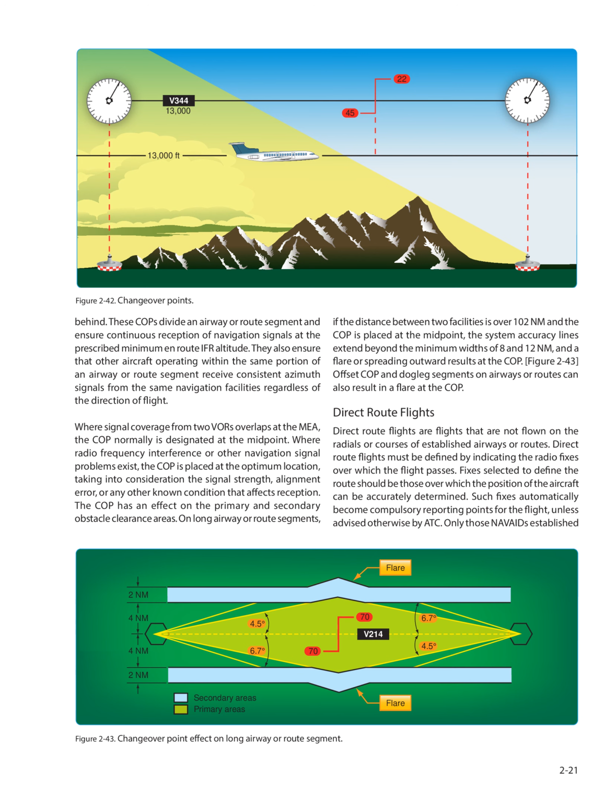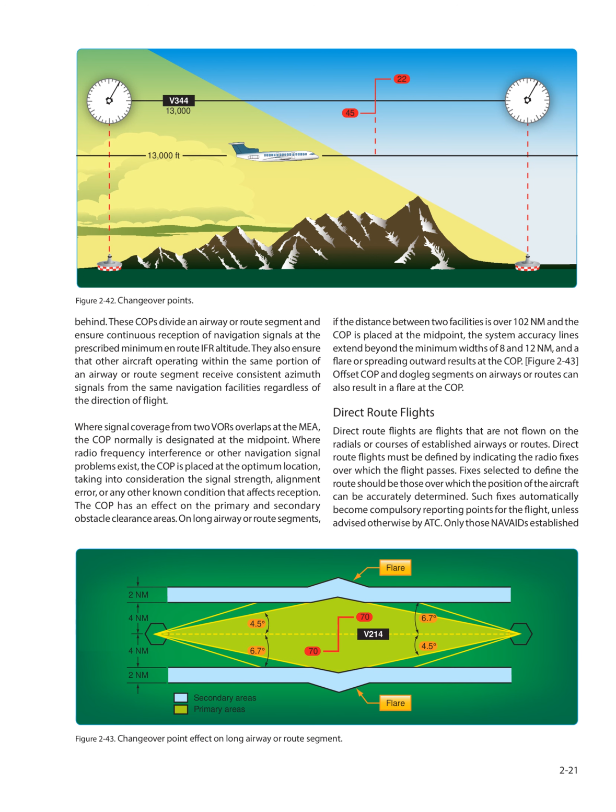Where signal coverage from two VORs overlaps at the MEA, the COP normally is designated at the midpoint. Where radio frequency interference or other navigation signal problems exist, the COP is placed at the optimum location, taking into consideration the signal strength, alignment error, or any other known condition that affects reception. The COP has an effect on the primary and secondary obstacle clearance areas.